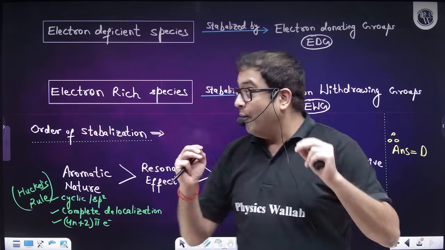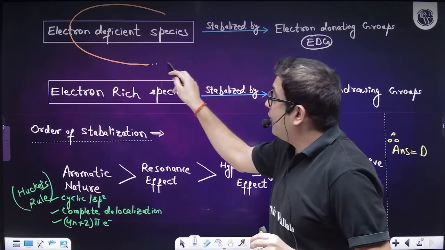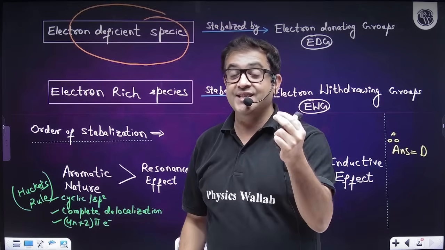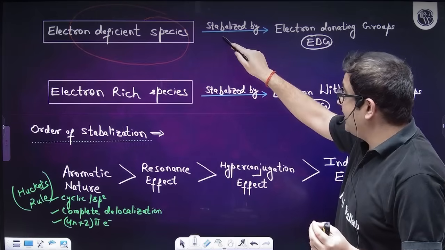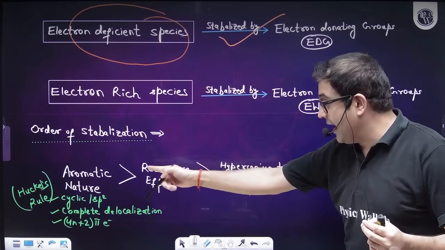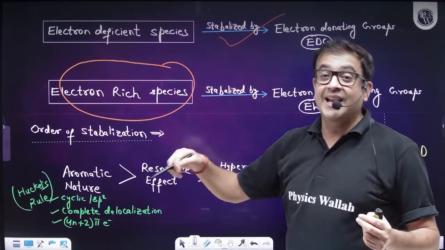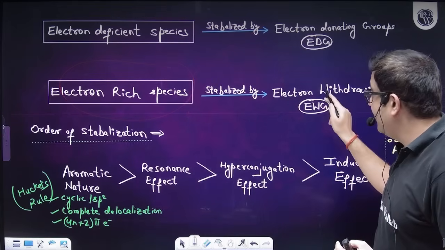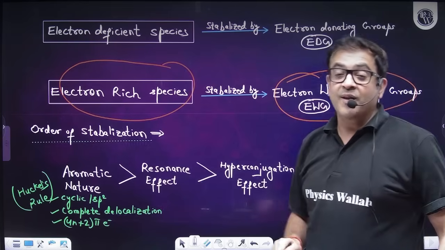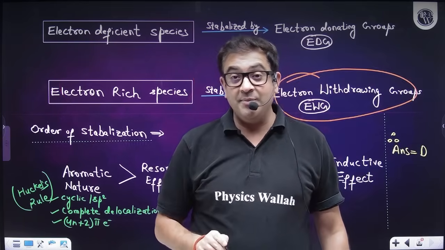Moreover, if you have a carbocation or any species which is electron deficient, it will be stabilized by electron donating groups applying these effects. And if you have an electron rich species like a carbanion, then rather electron withdrawing groups would stabilize those intermediates.